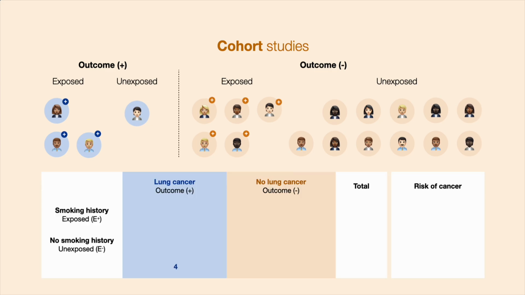4 participants in total were diagnosed with lung cancer and 16 were not. This makes up our sample size of 20 participants. Of the 4 with cancer, 3 smoked and 1 did not. Of the participants who did not develop cancer by the end of the study, 5 smoked and 11 did not. We can input the total number of smokers and non-smokers, which are 8 and 12 respectively.